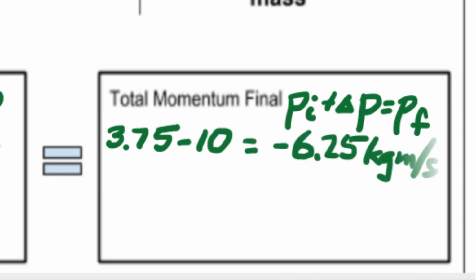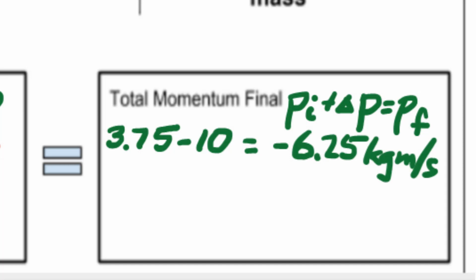So I'll find my initial momentum, 3.75, plus the negative 10 newton seconds. And I know those are the same units as a kilogram meter per second. Put that together, I get a minus 6.25 kilogram meters per second. We know that's the product of mass times velocity, and we're looking for velocity. We've solved the first problem that we're looking at.